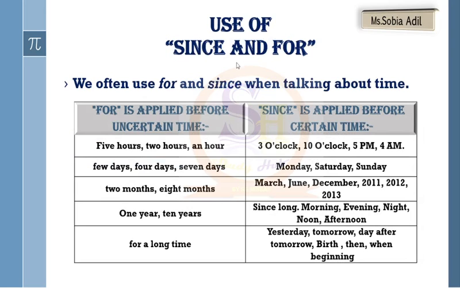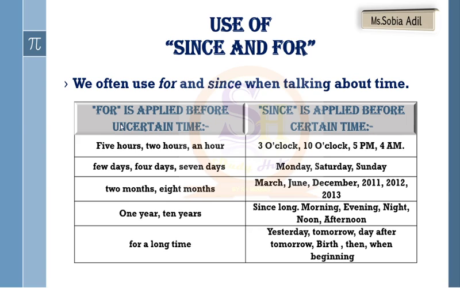There is another thing that I told you: this tense emphasizes the time period or duration. So we are to use two words here, since and for, because we are talking about time here, right? We often use for and since when talking about time. I told you before, you will use for when the time is unsure, uncertain, not definite.